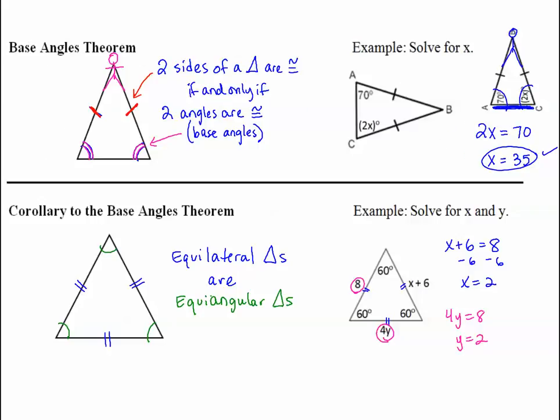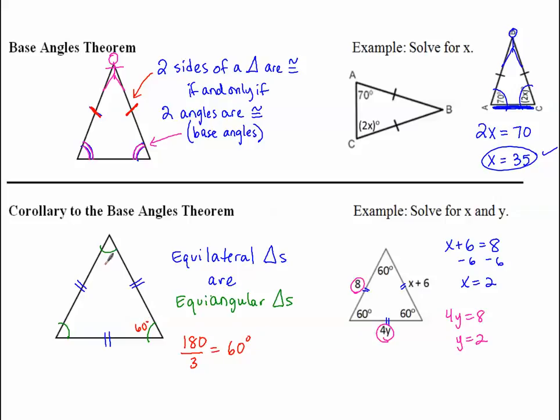So now that we've talked about the triangle sum theorem, let's go back to this corollary of the base angles theorem. If all three angles are going to be congruent when all three sides are congruent, how many degrees do these angles have to be? Well, we know all three have to add up to 180. 180 divided by 3, because they all have to be the same, is 60 degrees.